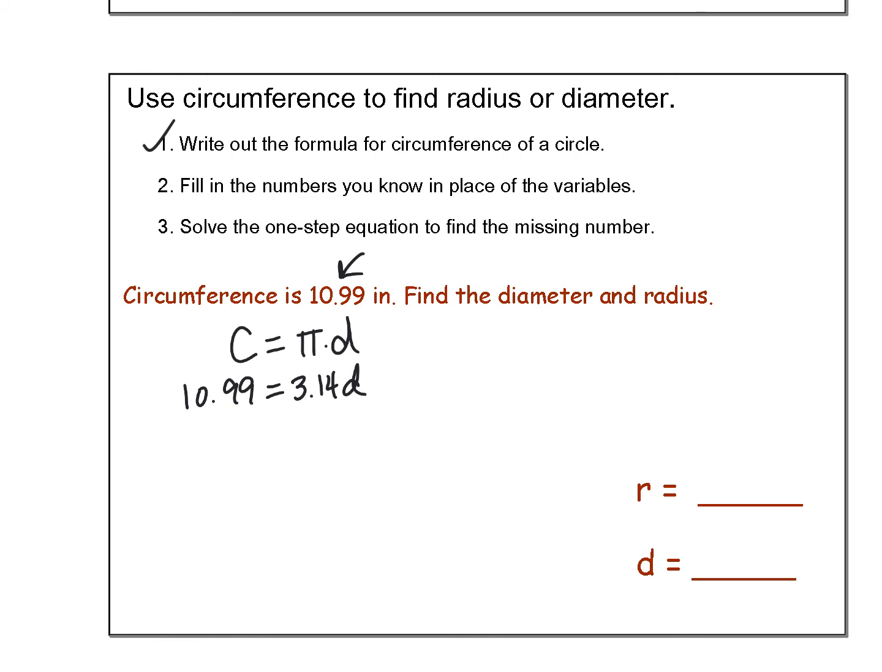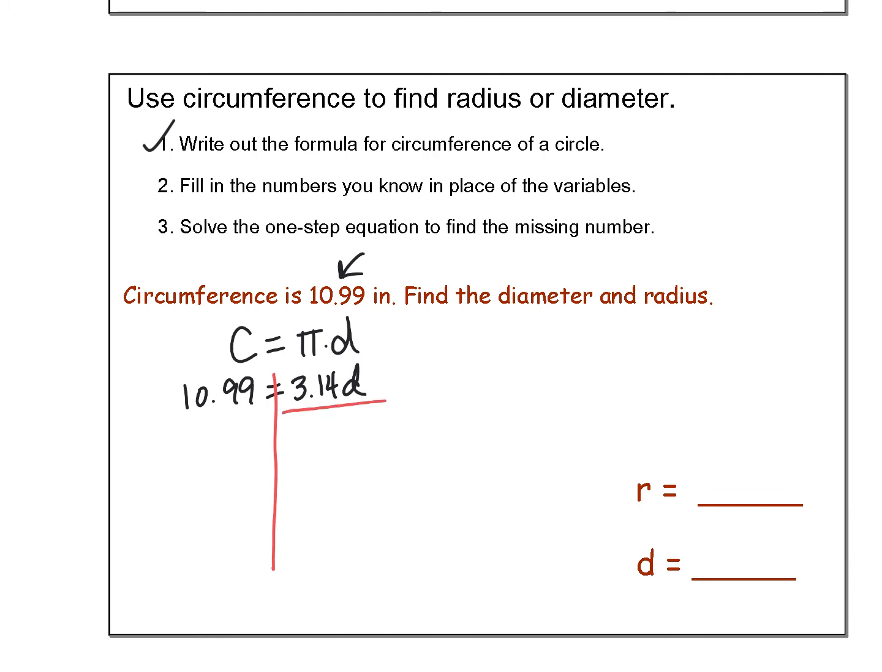All right, so I'm going to draw my line to show me two sides of my equation. You don't have to do that step, but if it's helpful for you to see the two sides, then that's always helpful. All right, so if 3.14 is multiplying times D, we have to do the opposite operation. So we're going to divide.